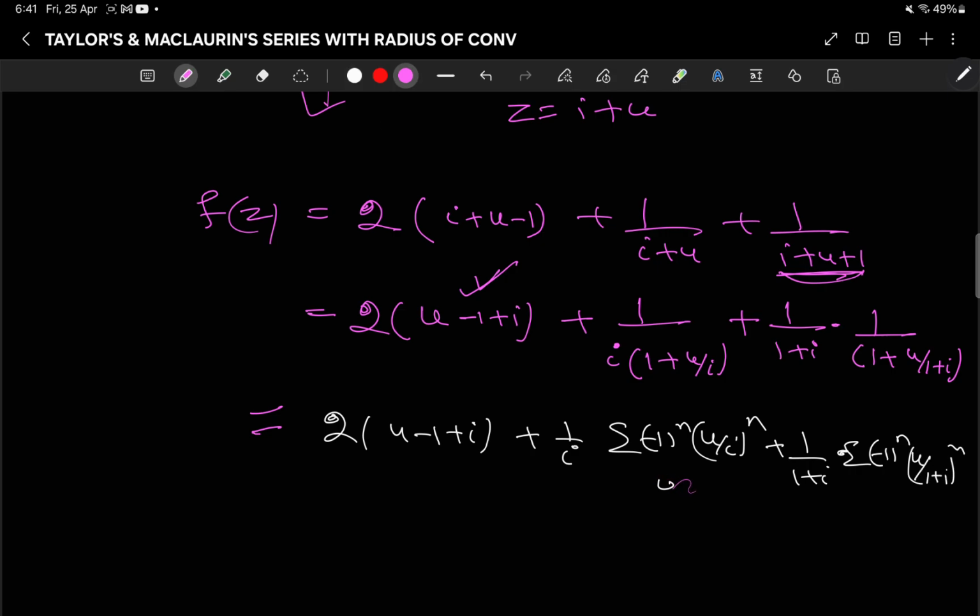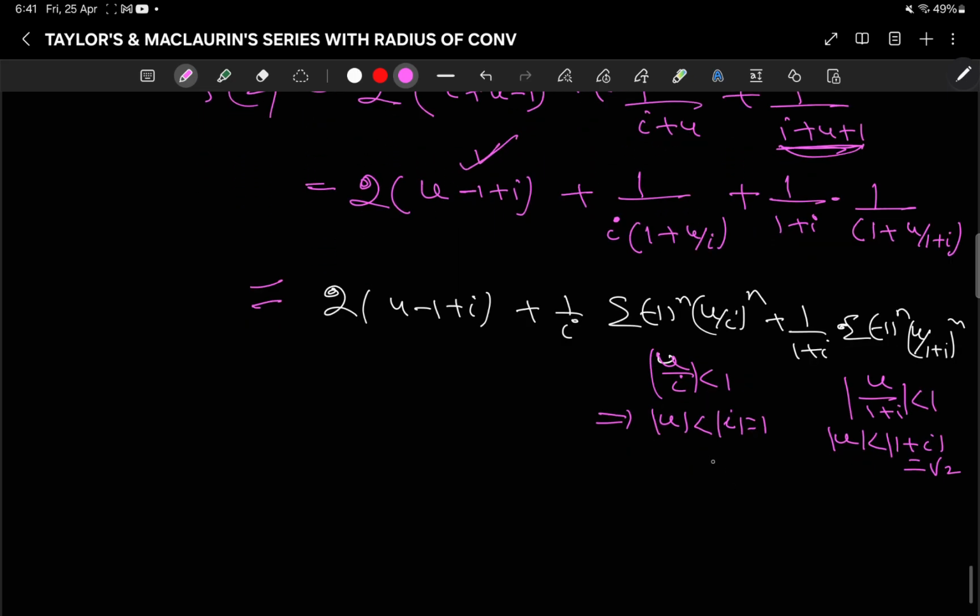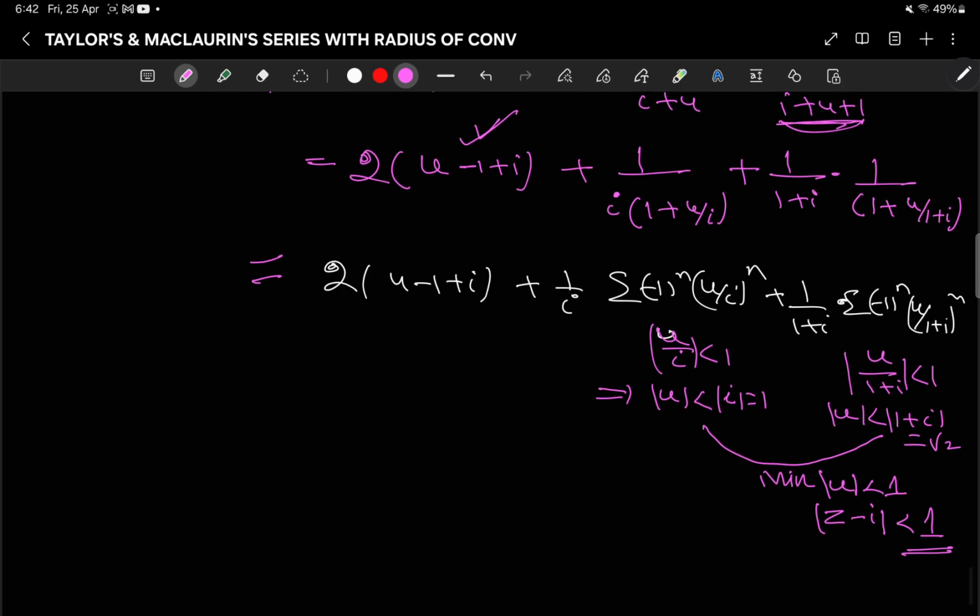And what happens to the radius of convergence? Here |u by i| less than 1, and here |u by (1 plus i)| less than 1. So this implies |u| is less than 1, since |i| is equal to 1, and here |u| is less than |1 plus i|, which is equal to root 2. Okay, now if I add it finally, what is the minimum of this? So the minimum of this is |u| less than 1. So |z minus i| is less than 1, the radius of convergence is 1 here.